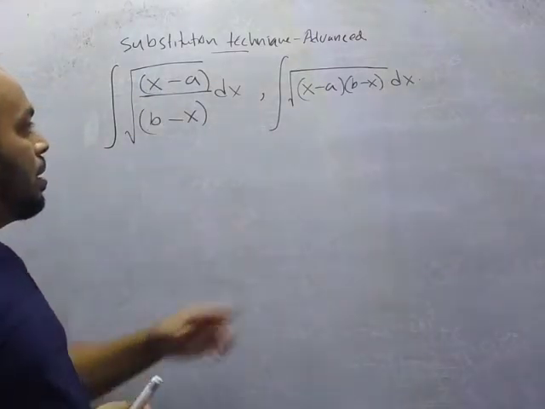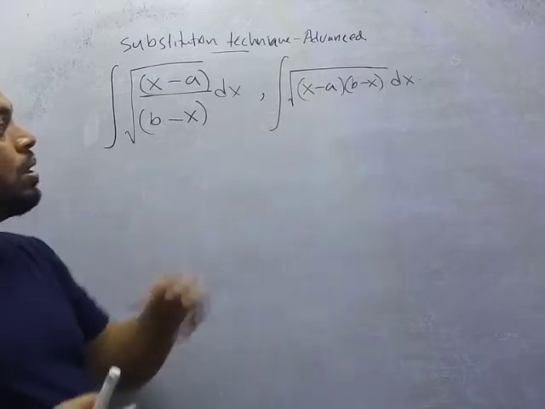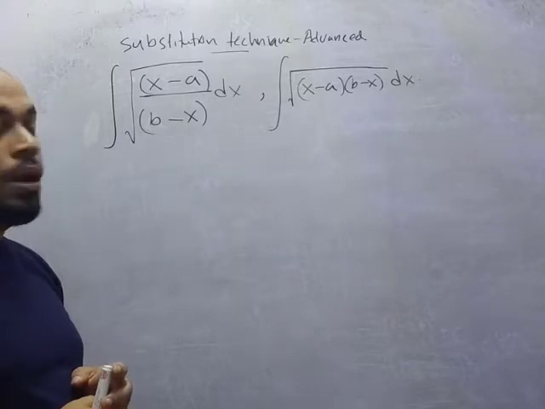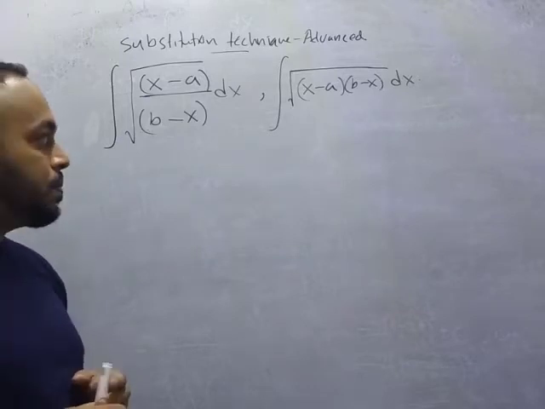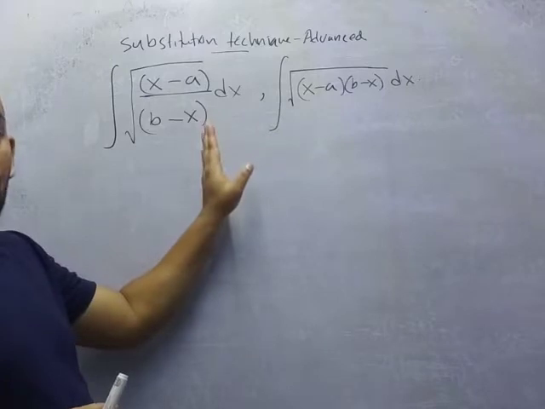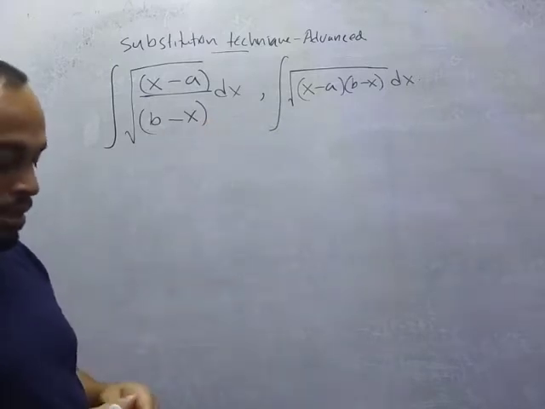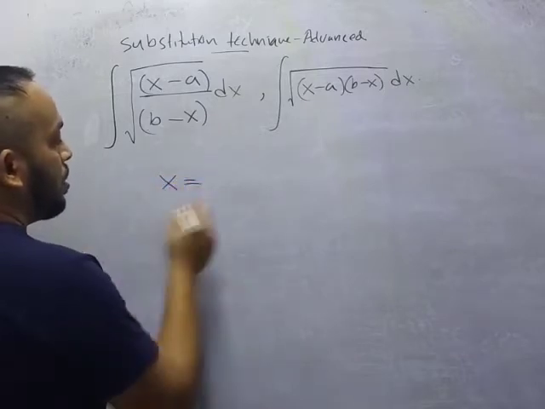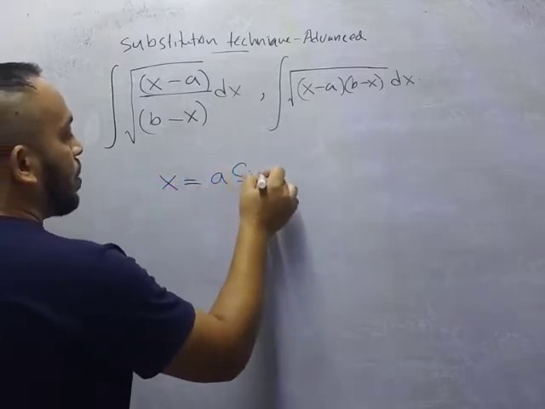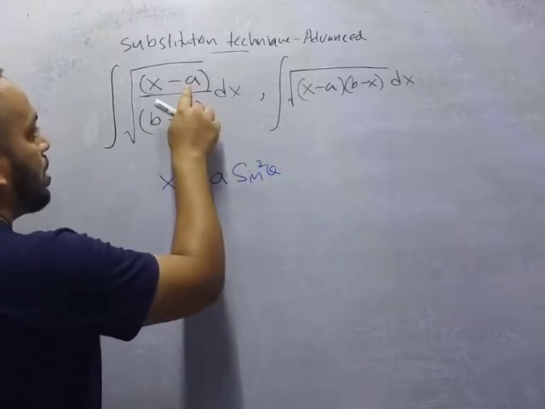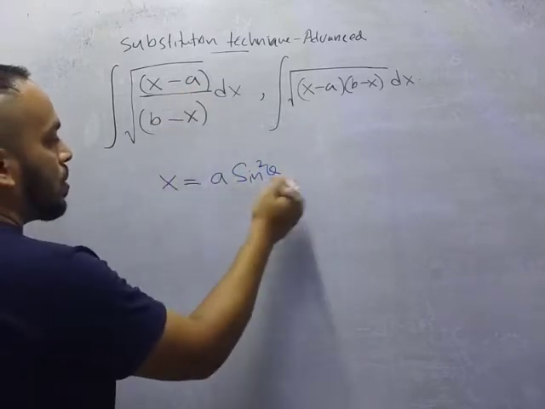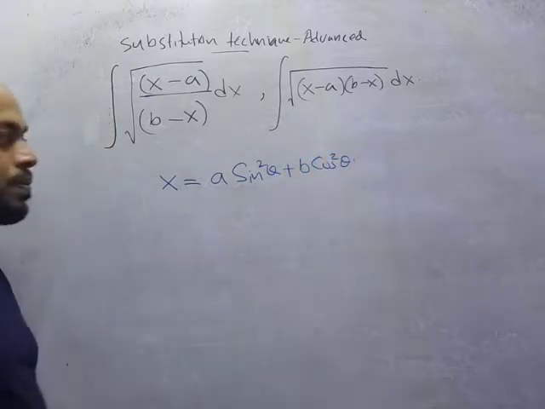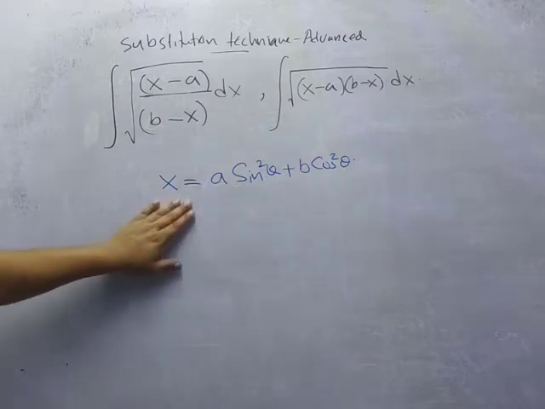Here is a product of two linear functions, and we have a square root inside of them. So what is the most appropriate substitution in this case? The most appropriate substitution is this: x equals a sine squared theta. So let's say this is a sine squared theta plus b cos squared theta. Right? This is the substitution, the most appropriate one.